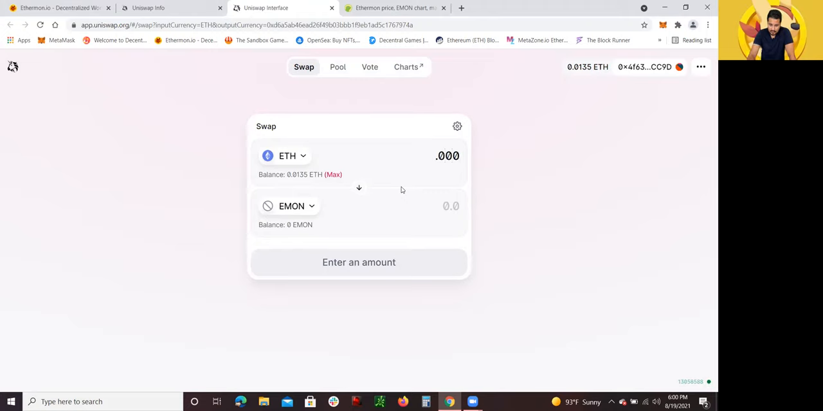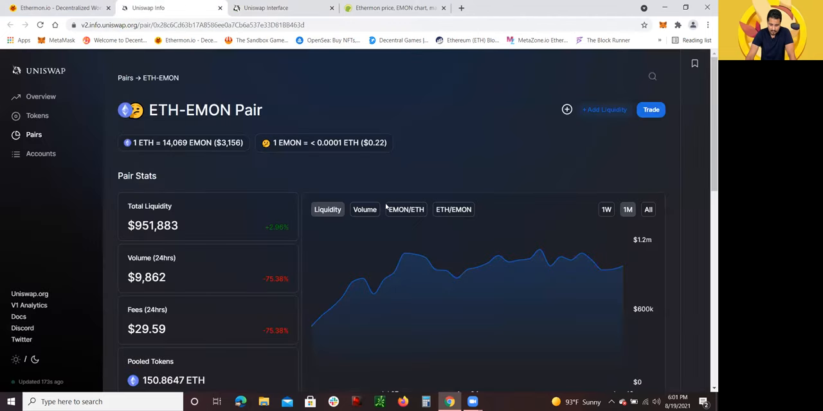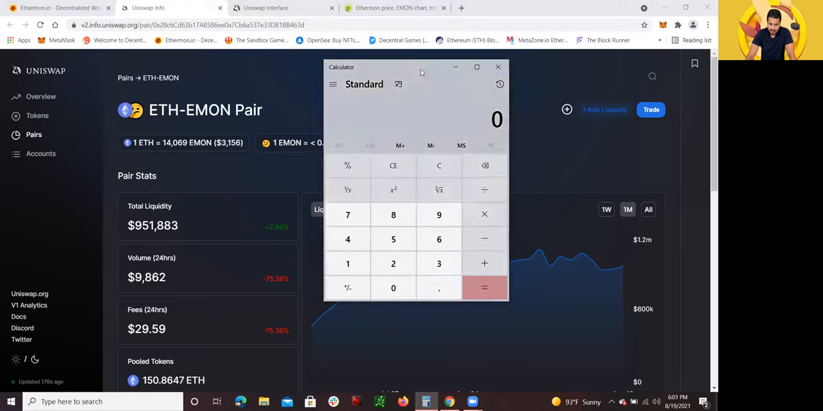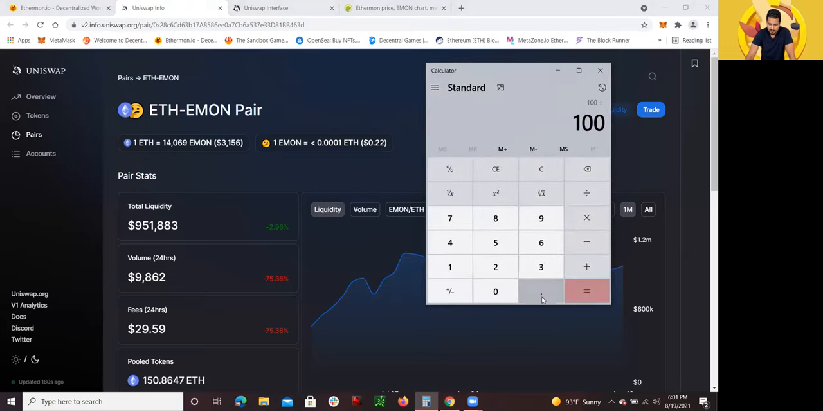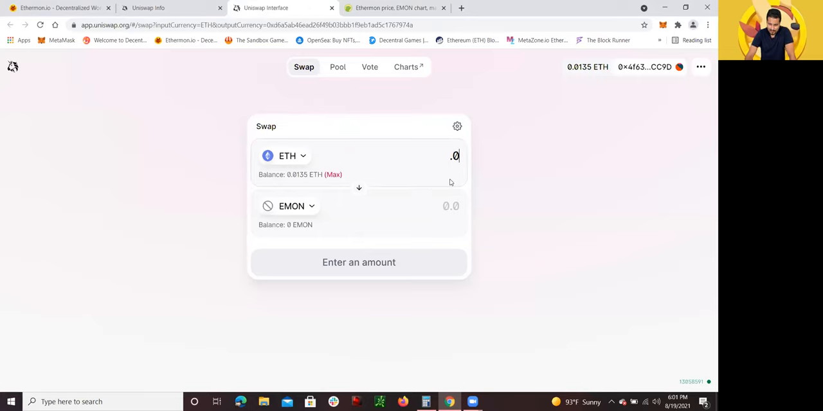So it's a little bit confusing. Let me double check how to do that. So let me go back to this. I want 100 EMON. 100 EMON times 0.0001, and it should be around 0.01 Ethereum.